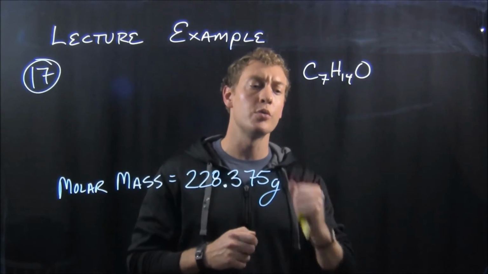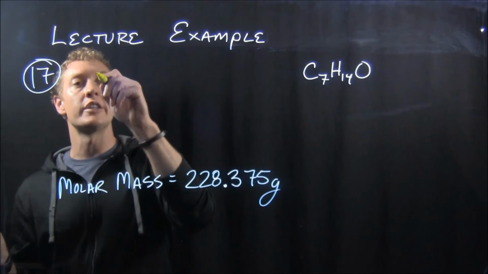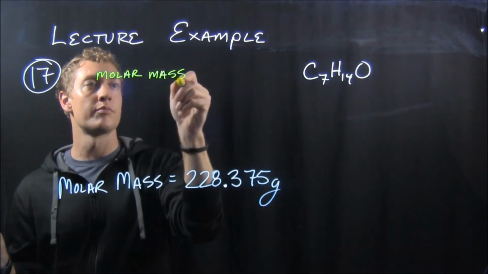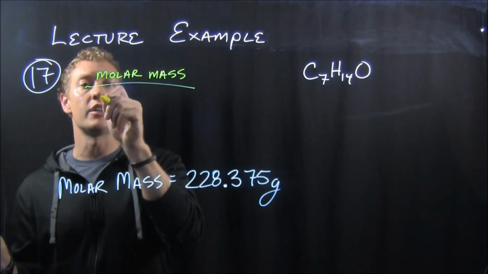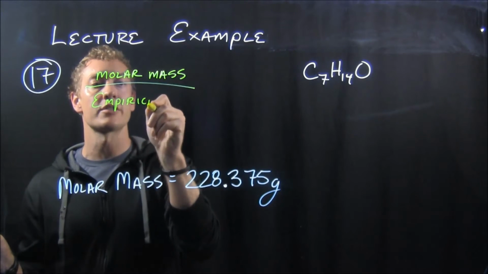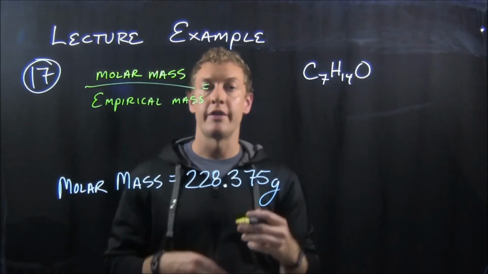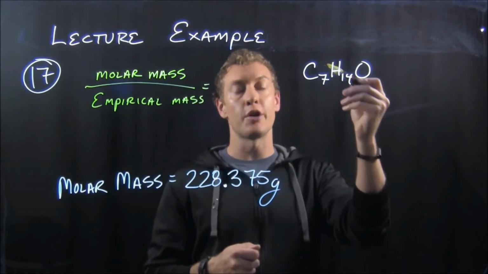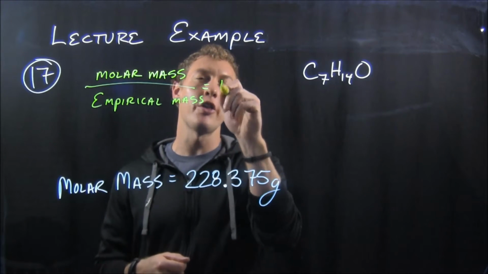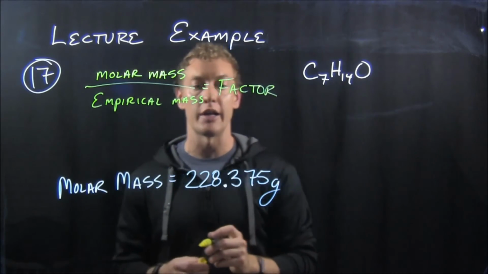So anytime you are working a molecular formula question, you are going to take the molar mass, divide that by the mass of the empirical formula, or let's call that the empirical mass. And that's going to equal that multiple, how many times the empirical formula is going to get multiplied to equal the molecular formula. We can call that the factor, the factor by which we will multiply it.